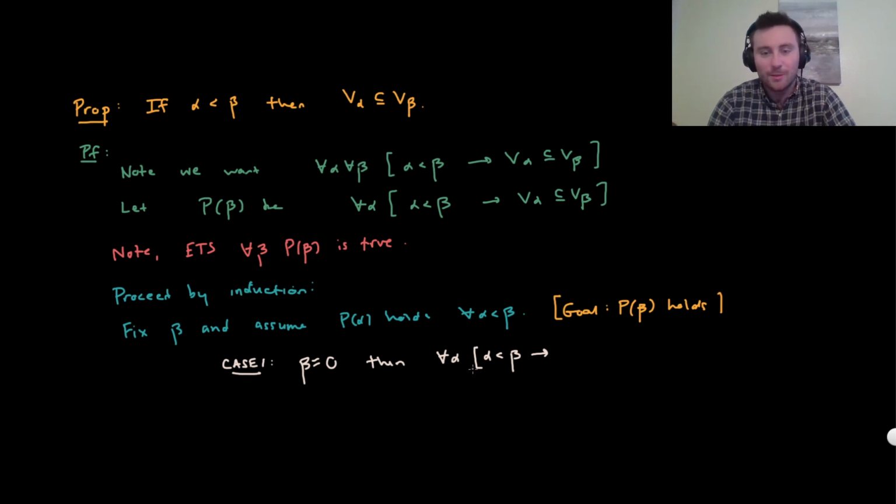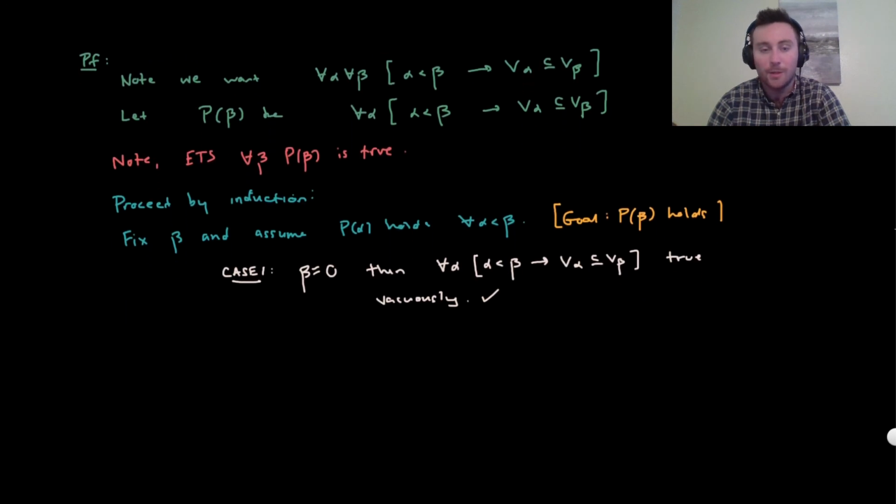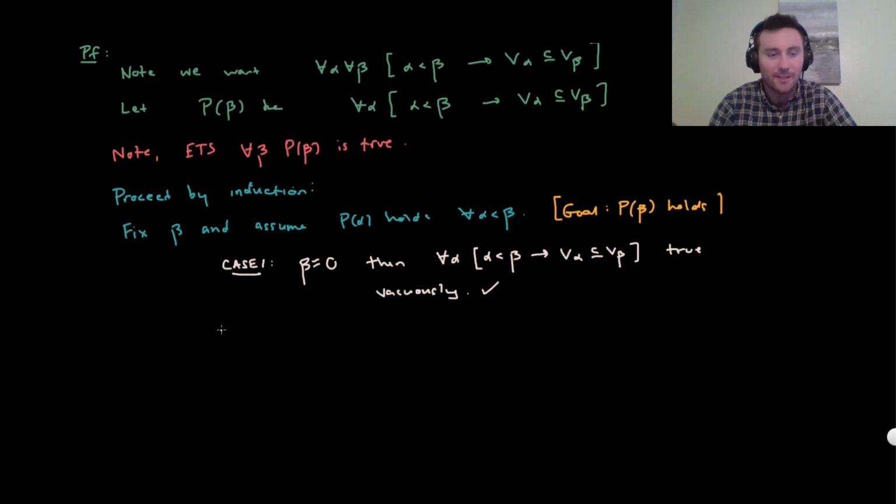So we can maybe write like this. For all alpha, if alpha is less than beta, then V alpha is a subset of V beta. This thing is true vacuously. Right? But that's what we wanted to show, right? Because that's what P beta would be if beta was 0. Okay, what about the second case?